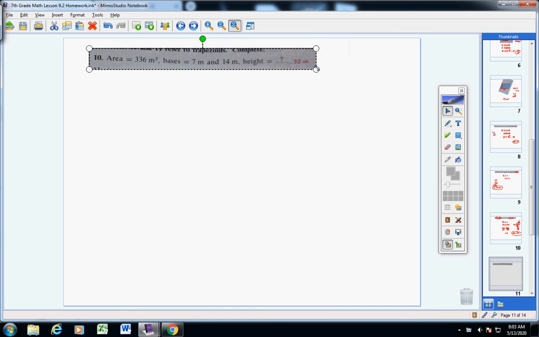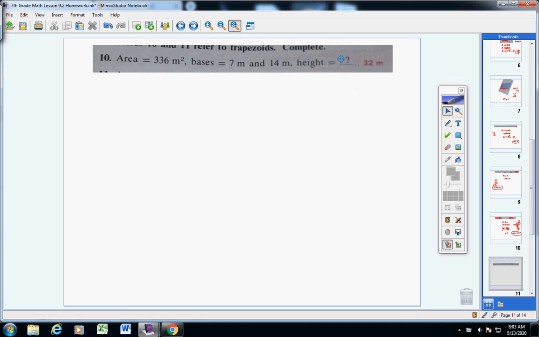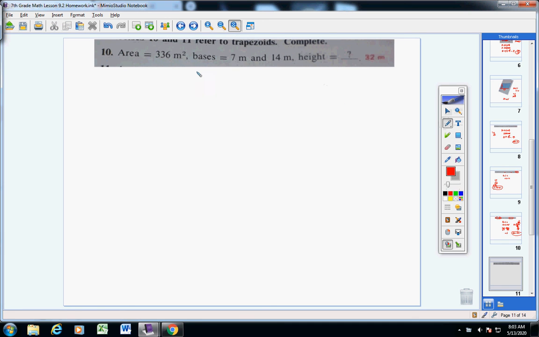So students, if you look at the directions for numbers 10 and 11, you will see we're dealing with trapezoids, okay? Now look, again, they've given us the area, but we're missing the height. Okay, so let's see if we can figure this out. So here's my formula right here. So for area, I'm going to put what? 336. Then 1/2. For my height, you know what? I don't know what that is, so I'm just going to leave that H. And then my two bases are 7 and 14.